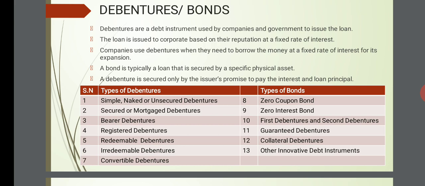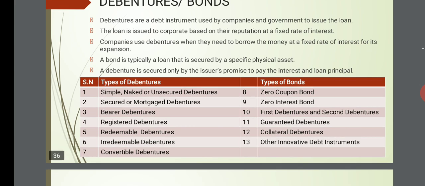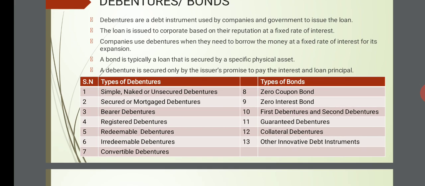Now, types of debentures. They can be simple, naked, or unsecured debentures. Naked means unsecured debentures. Simple debentures do have a charge on the asset.